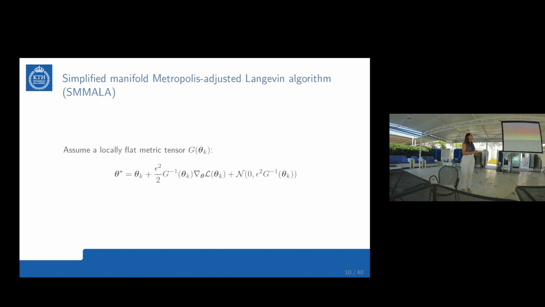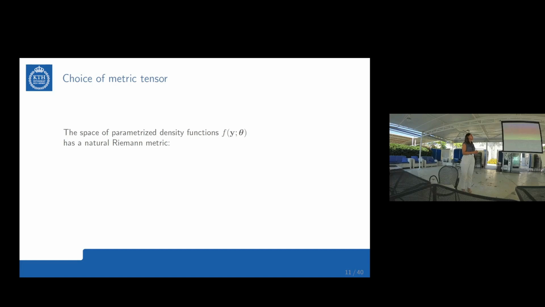And so again here, using this transition mechanism, we accept again with the Metropolis acceptance probability. So now we get to the question, what metric tensor to use. And as I was saying before, the parameterized density function space has an intrinsic geometry with a natural metric, and this metric is given by the expected Fisher information. So we gain the information from data, and we can reshape the space according to it.